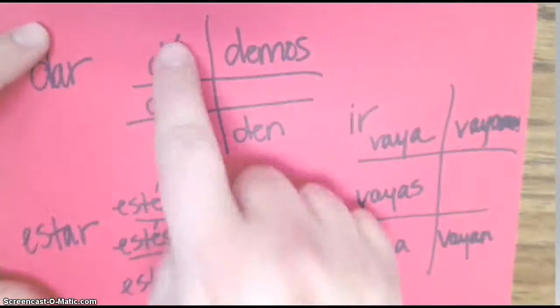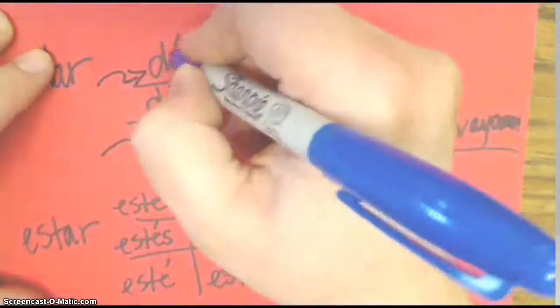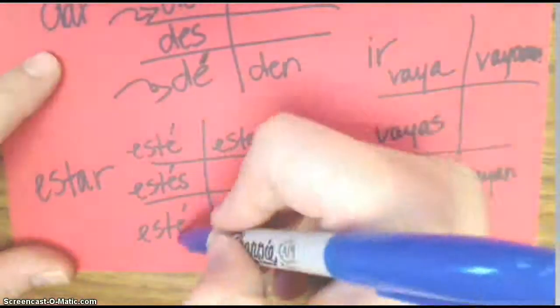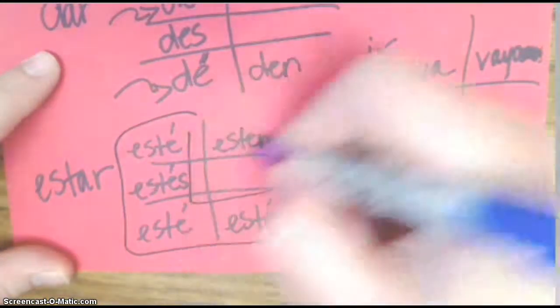There are 6 irregulars, and here they are. Here are 3. I've got dar, which is dé, des, dé, demos, den. You'll notice there's an accent here. That's only so that we don't get it confused with its cousin de. So we've got the accent there to help us. Estar: esté, estés, esté, estemos, estén. I've got an accent on everything but the nosotros form here. That's the end of my accents.